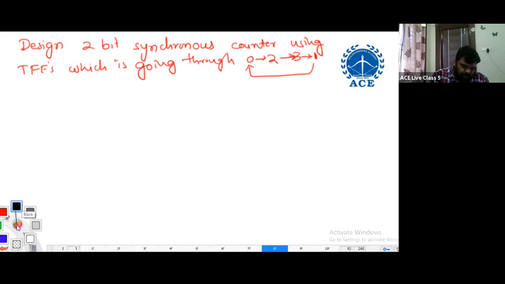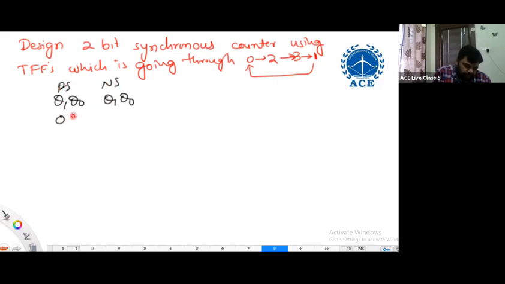So now I need to design this counter. What is it here? Q1, Q0 present state, Q1, Q0 next state. 0, 0 to 1, 0; 1, 0 to 1, 1; 1, 1 to 0, 1; 0, 1 to 0, 0. Correct? It is mentioned 0 to 2, 2 to 3, 3 to 1, 1 to 0.